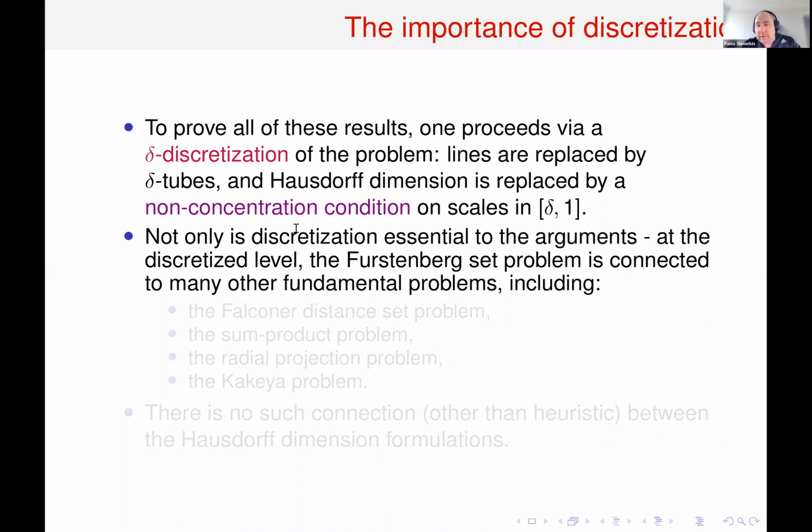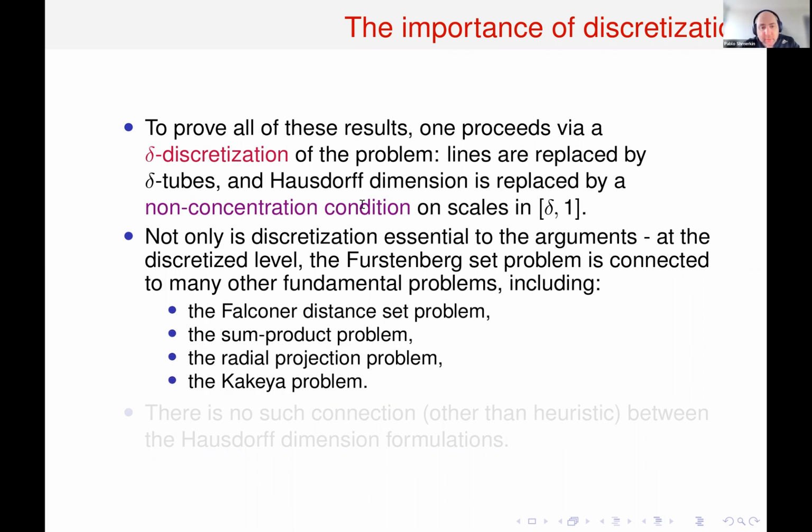Not only is discretization essential to prove the results, but the real results are the discretized ones. So the Hausdorff dimension statements should be seen as corollaries, which are in some sense not as interesting corollaries of the discretized results. What really matters is the discretized results. Why? Because there are many other problems in this area of discretized geometric combinatorics, including some famous ones. If you haven't heard of these problems, just trust me that they are all famous problems. Maybe the Furstenberg problem became better known in recent years, but the other three have been known for a long time. And these problems are all closely connected.